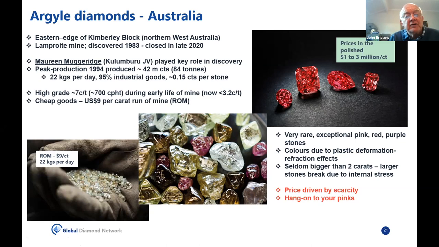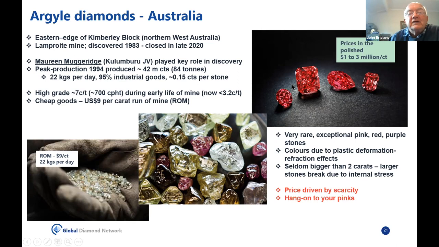But the reason that mine worked is that the grade, the carats per 100 tons, was exceptional. So that diamond mine was producing in its early days 7 carats a ton of diamond, which equates to 700 carats per 100 tons. Which is exceptional. Most of the world's mines, like Venetia and Jwaneng today, are somewhere around a carat or a carat and a half per 100 tons. Some of the Canadian mines, Ekati and Diavik, have also been quite rich. But the overriding product from Argyle was generally poor.